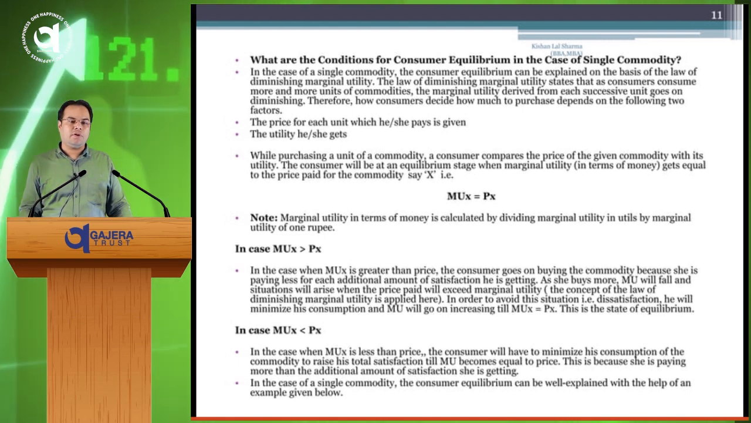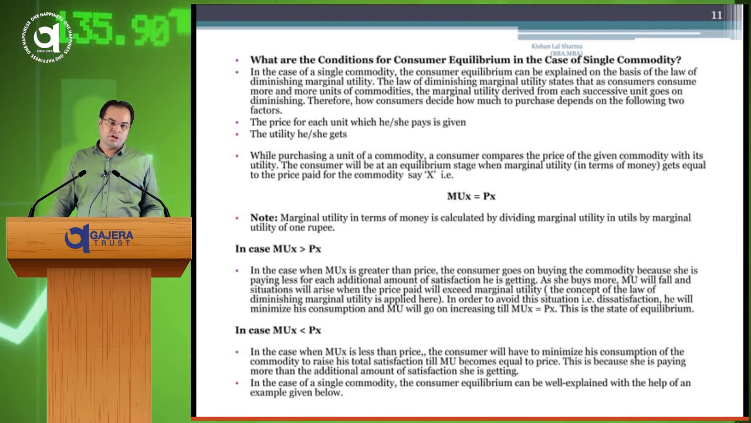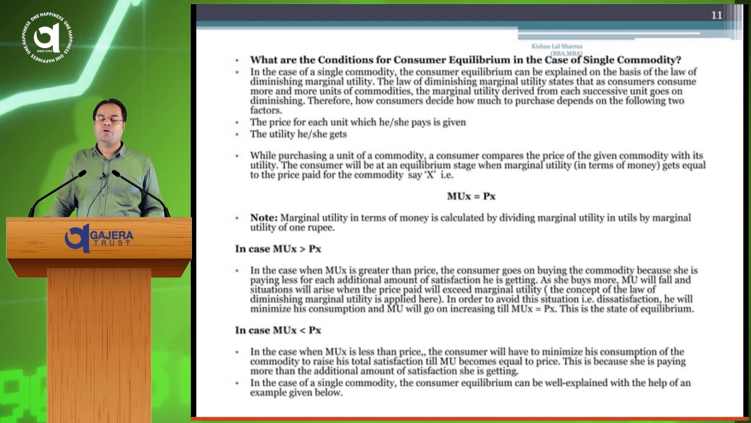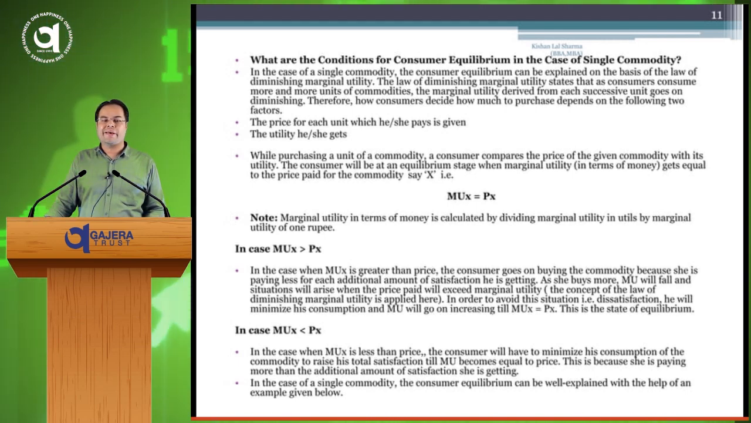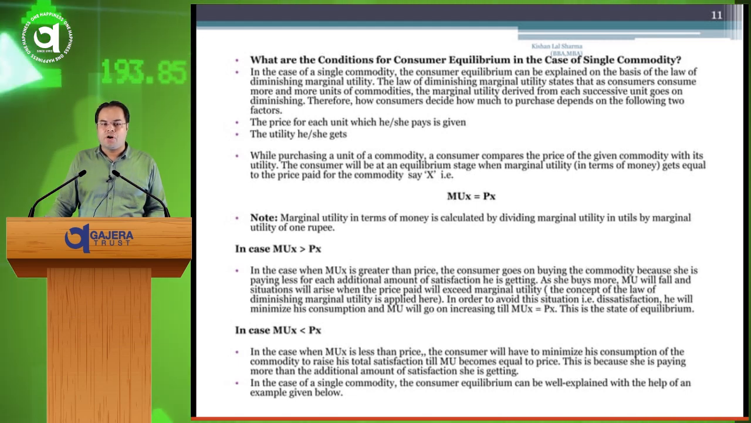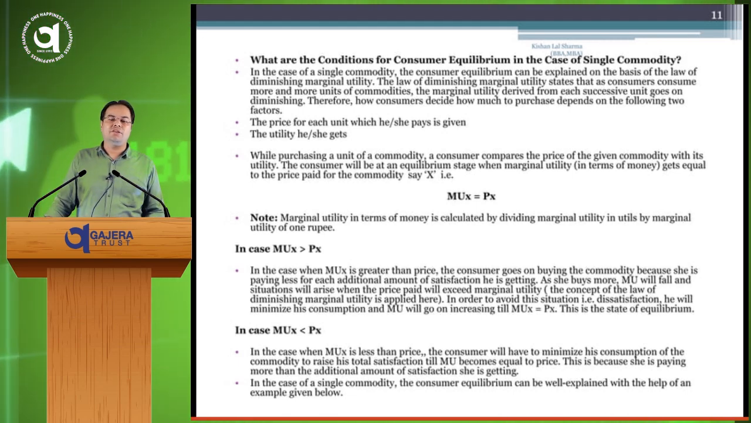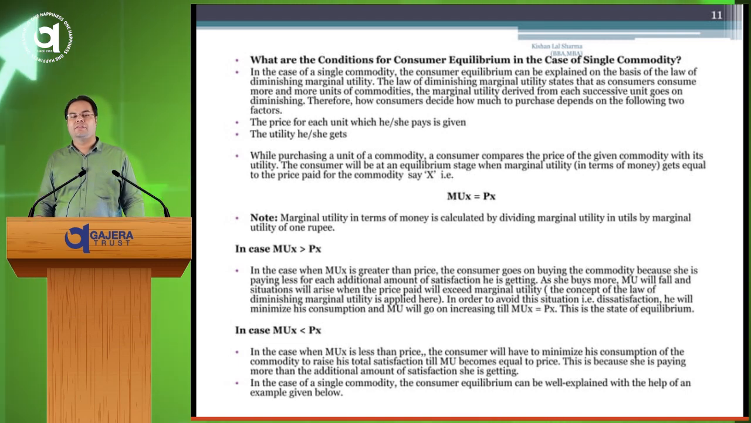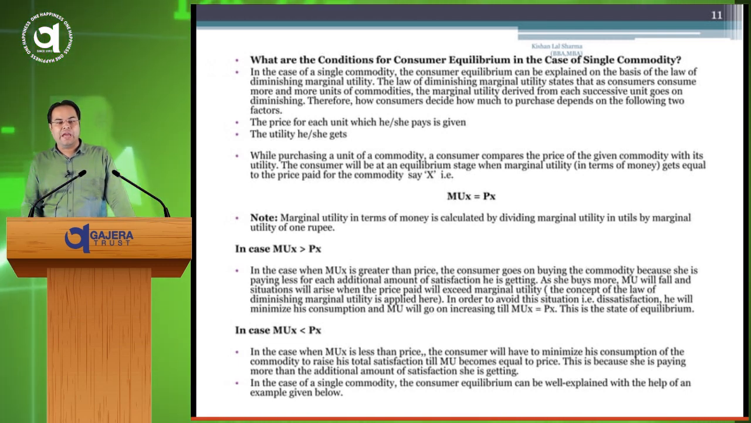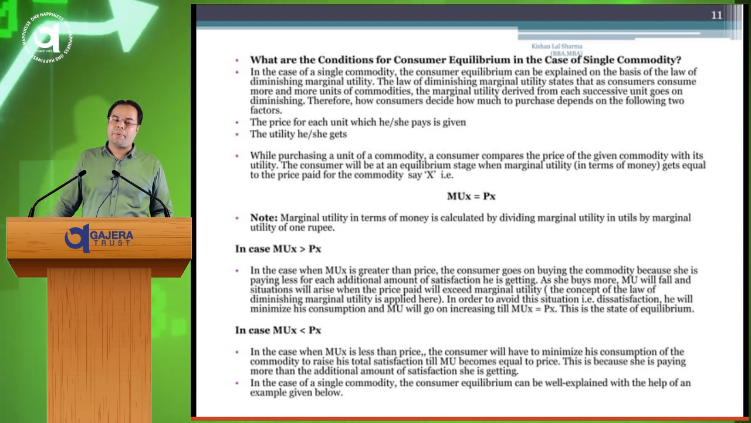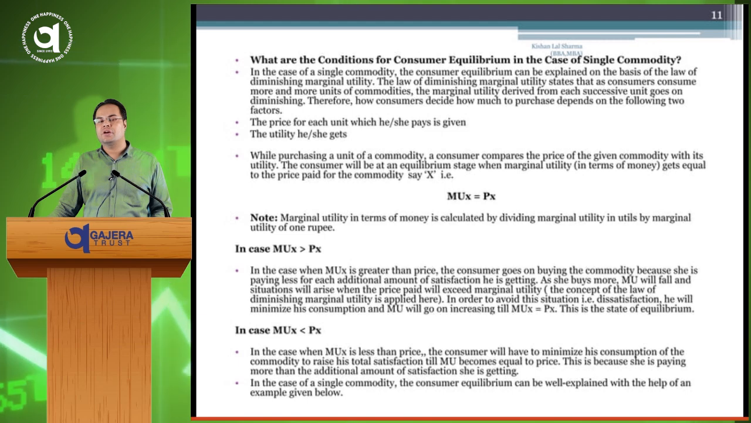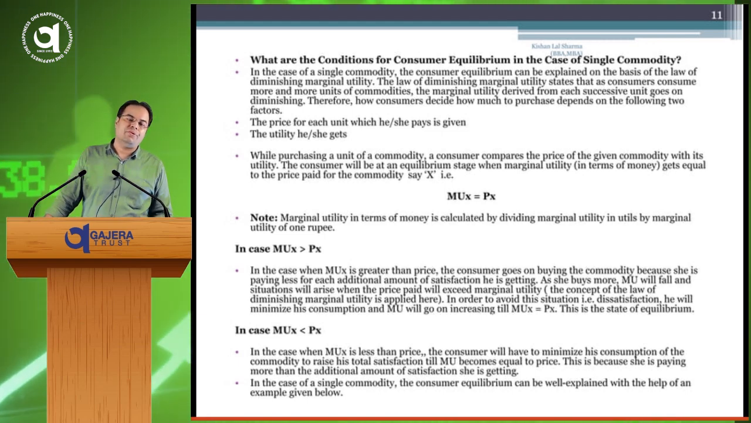Okay, so in case of MUX greater than PX, meaning the marginal utility of a product is greater than the price paid, what is the scenario here? We'll see that MUX is greater than price. The consumer will go on buying the commodity because she is paying less for each additional unit of satisfaction she is getting. So as she buys more, MU will fall and a situation will arise when the price paid will exceed marginal utility. The law of diminishing marginal utility applies here, that as more and more units the consumer buys, the law of diminishing marginal utility will apply.